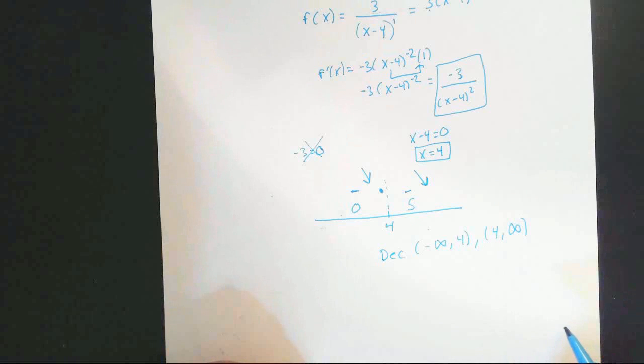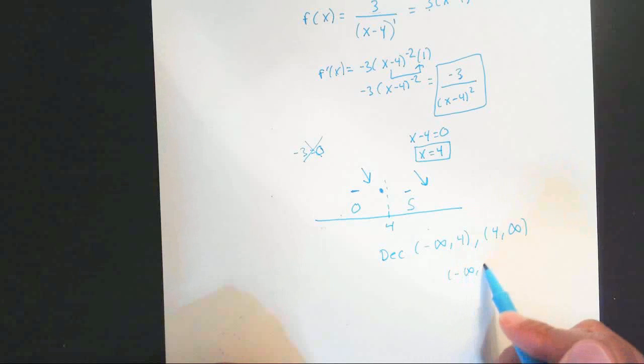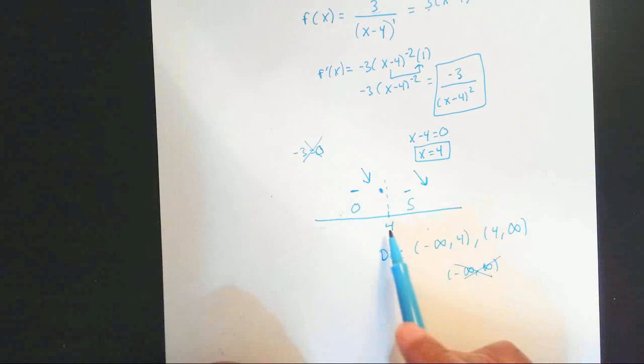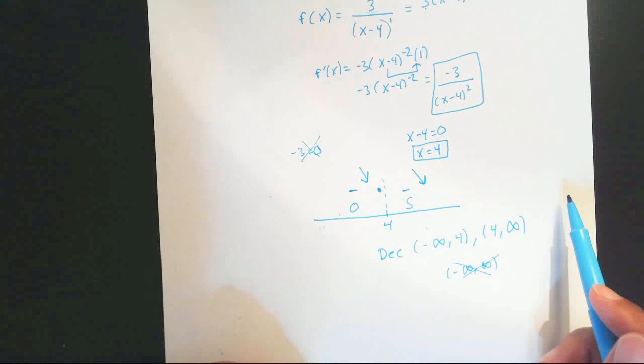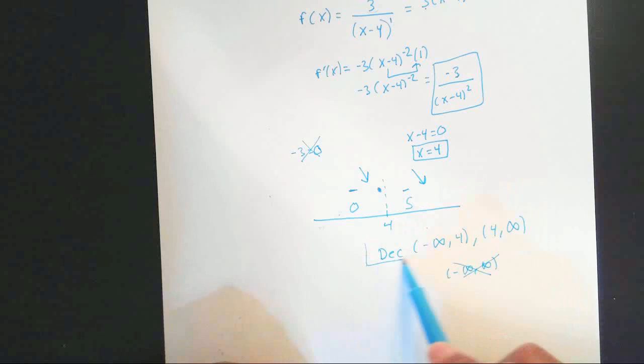Why couldn't I put -infinity to positive infinity? The reason you can't put this answer is because nothing is happening at 4. 4 is a resting point, a critical number. That means it's not increasing or decreasing. So you have to make sure that even though it's decreasing throughout its entire domain, it's not increasing or decreasing at 4. Okay? So that's why you put -infinity to 4, 4 to infinity.